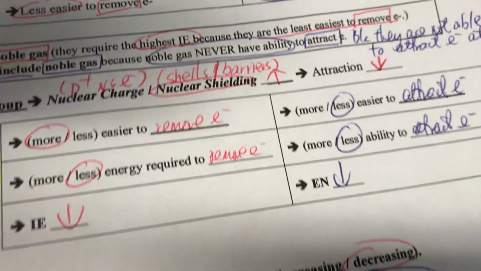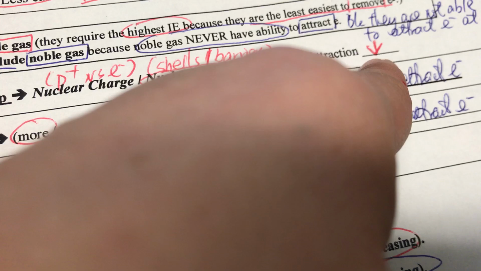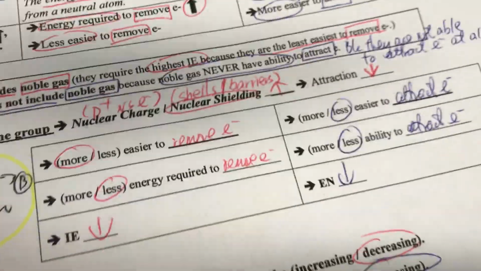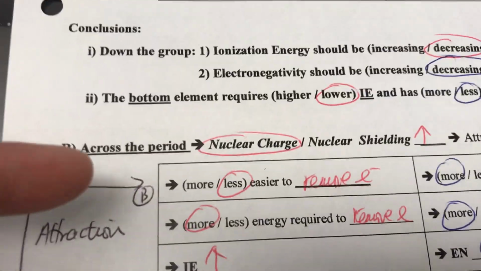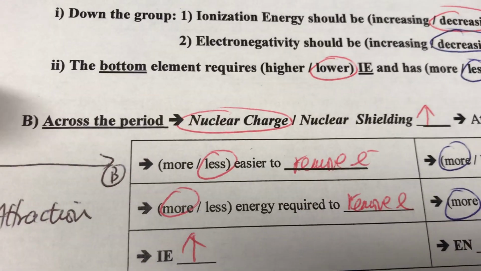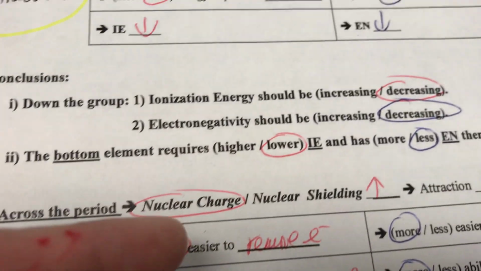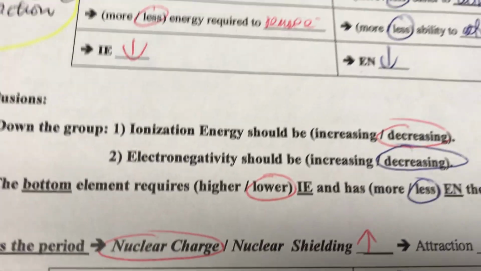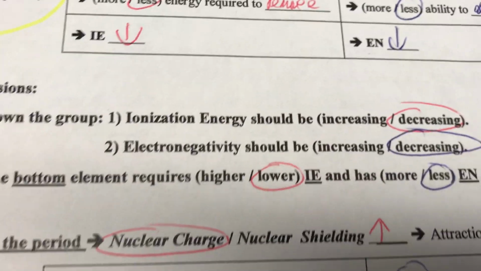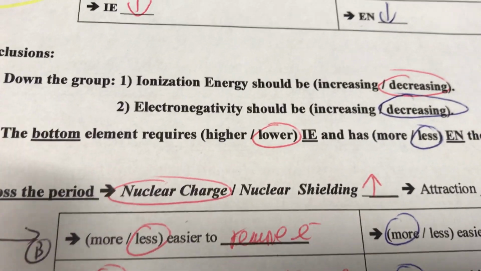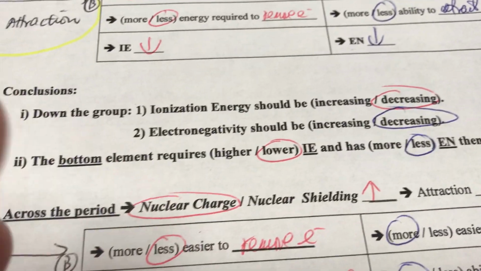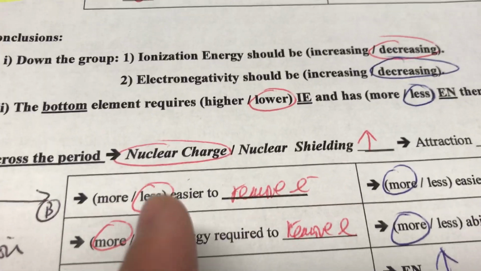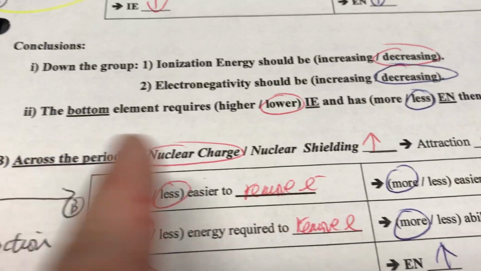So when you have more and more shells, attraction is going to go down. It's very easy to imagine: with more and more shells down the group, there is less and less attraction because of so many shells. On the other hand, if I go across the period this way, nuclear charge takes over, because nuclear charge is the difference between proton and electron. So across the period, you have more and more proton, more and more electron. More and more proton pull the electron closer. So nuclear charge will be the factor when you go across the period.